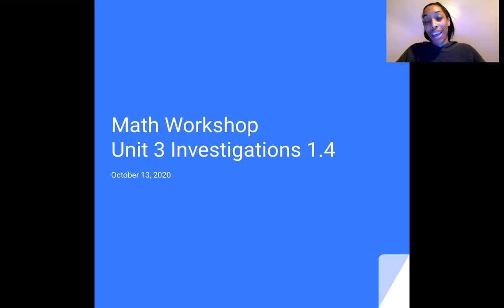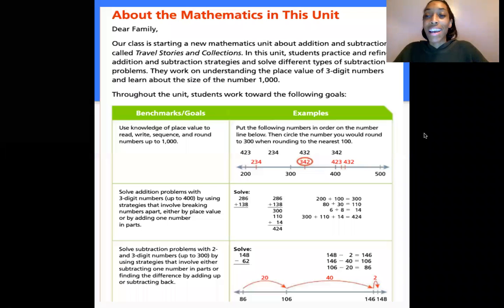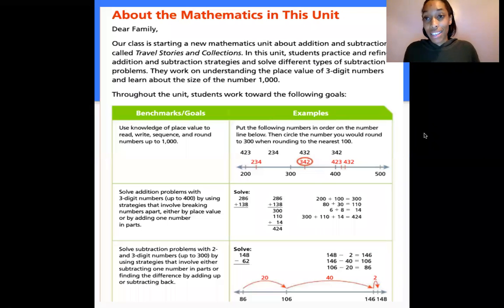Today we're looking at Unit 3, and now we're working more on Investigation 1.4, Close to 100. As we saw in our last lesson last week, we discussed what we were going to be learning in this unit. We're going to be adding and subtracting 2- and 3-digit numbers in this unit. You're going to use different strategies, number lines, breaking apart, adding up in chunks.